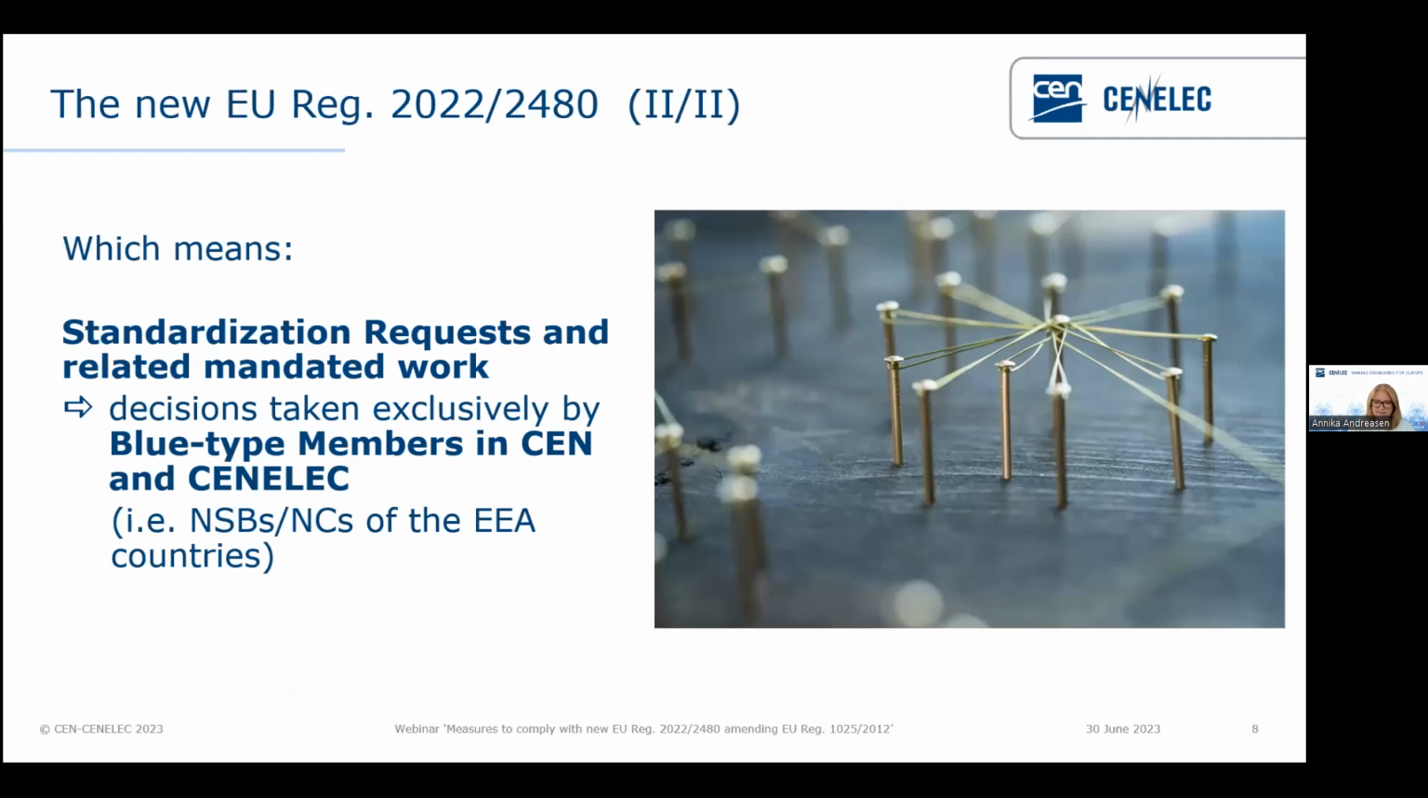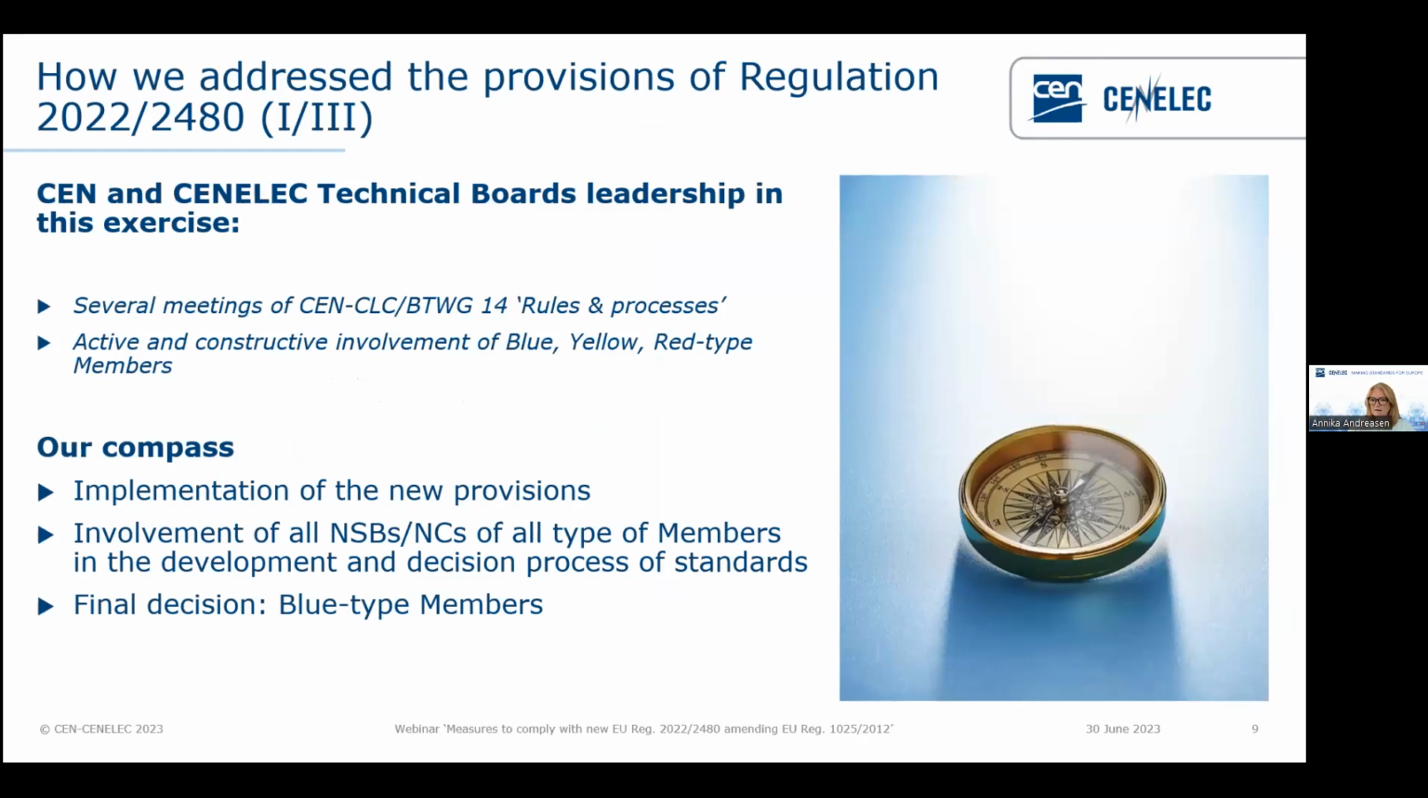So this has then resulted in that we have made adjustments in the internal regulation to meet these requirements. So I think we can take the next slide. The proposal of the internal regulation to update it has been worked with in BT Working Group 14, Rules and Processes. It has been very important to have all members on board, even the non-blue type members, in actually outlining how we will meet these requirements and how we can adjust internal regulations.